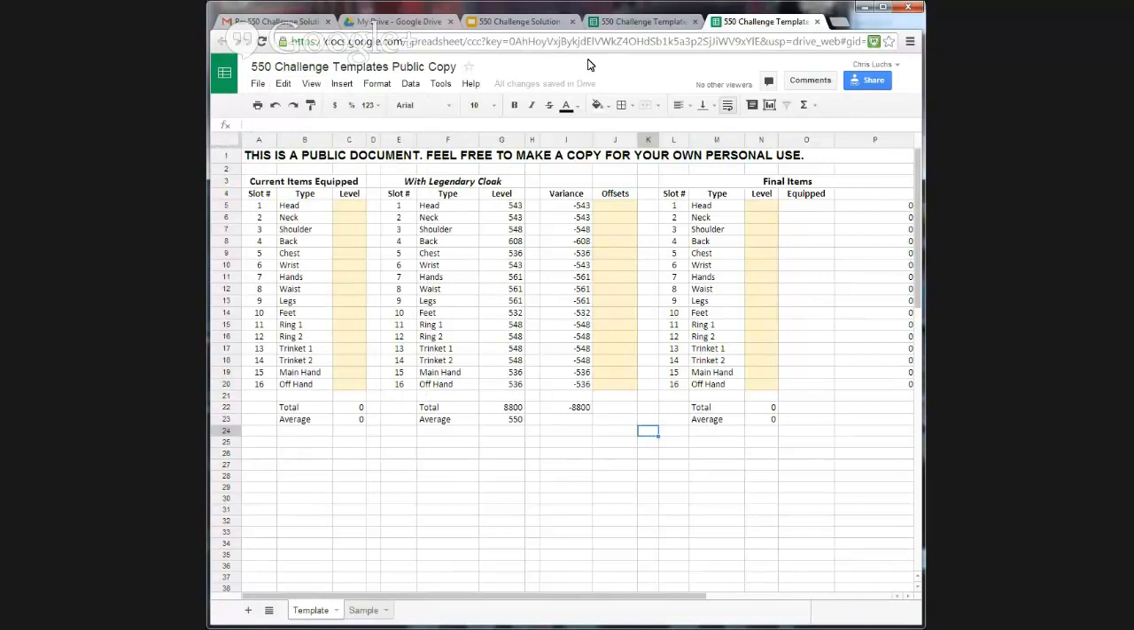If you enter your values into this spreadsheet, everybody who looks at the spreadsheet will be able to see your values. So that's why it's really important to make your own copy that you can play with.